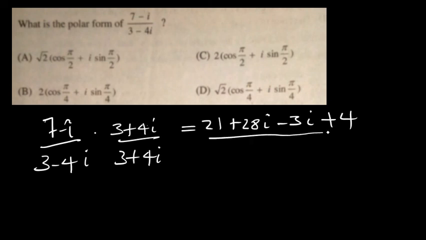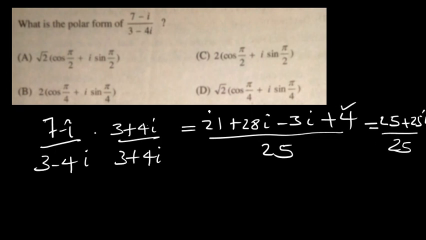Then the numerator: when you multiply, 7 times 3 will be 21, and 7 times 4i will be 28i, and negative i times 3 is -3i, and then negative i times 4i gives plus 4. The whole over the denominator: square each of them. 3 squared plus 4 squared will be 9 plus 16, which will be 25. Then when you complete it, 21 plus 4 will be 25, plus 25i, over 25.